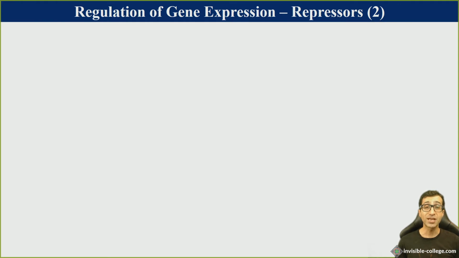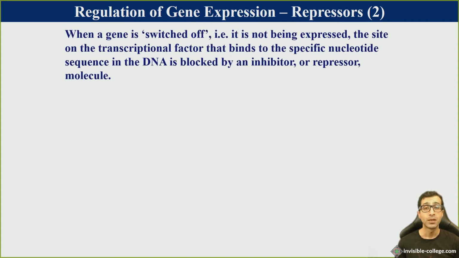So when the target gene is switched off, in other words it's not being expressed, the site on the transcriptional factor that binds to the specific nucleotide sequence in the DNA is being blocked by the inhibitor molecule. The presence of the repressor molecule prevents the transcriptional factor from binding to the DNA. This in turn will stop the process of transcription from occurring, and hence the polypeptide cannot be synthesized.